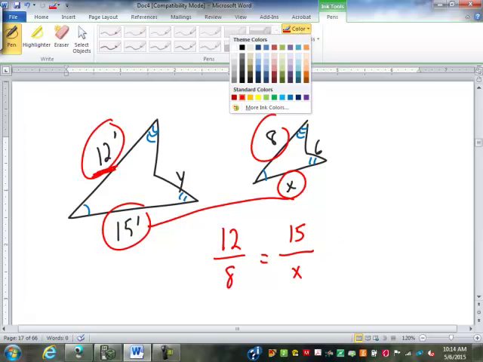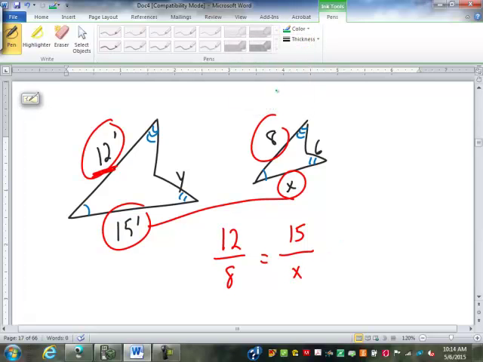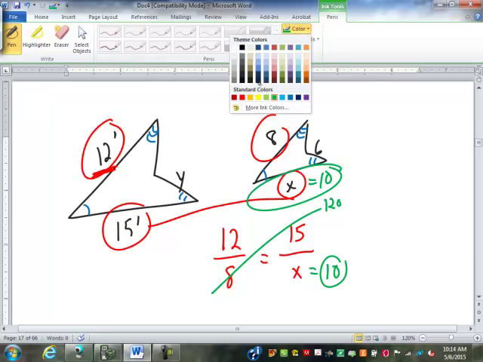So we will cross multiply and divide to get x. So 8 times 15 is 120. Divided by 12 is 10. x is 10. Wait, what about y? Well, what about y?